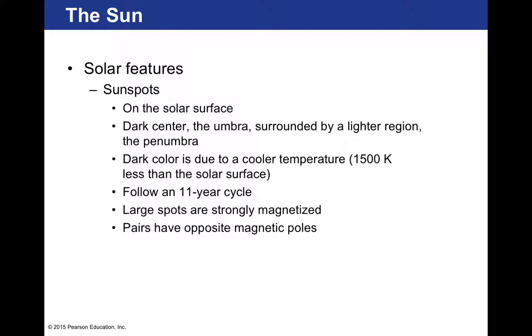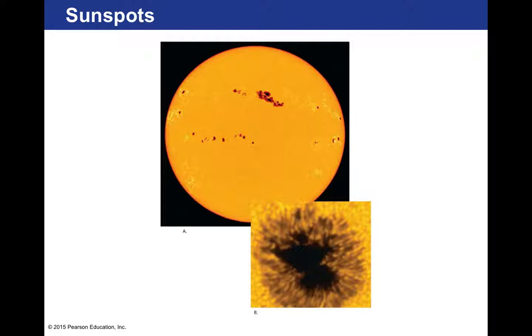Some solar features that are interesting. One is a sunspot, and these occur on the solar surface. It has a dark center surrounded by a much lighter region. So the dark color is simply indicating a cooler temperature. It's about 1500 degrees Kelvin less than the solar surface around it. And these follow an 11-year cycle. And the large spots are actually strongly magnetized. And pairs of sunspots have opposite magnetic poles, just like a magnet would. This is just a picture of sunspots. So you're going to see that the dark spot in the middle is just relatively cooler than the other spots around it. And even this lighter color here, that's sort of a mix between yellow and black, this is also a part of the sunspot as well.